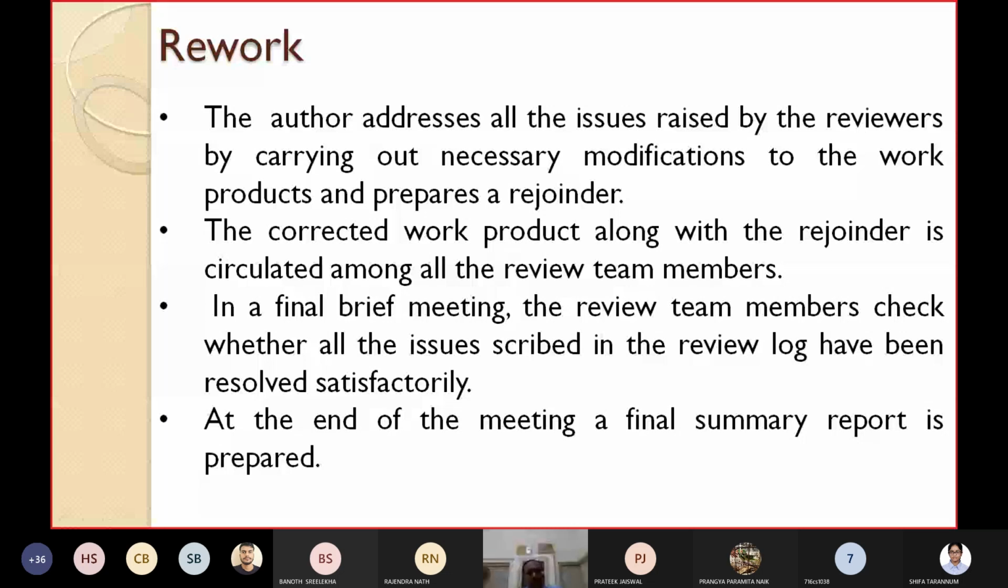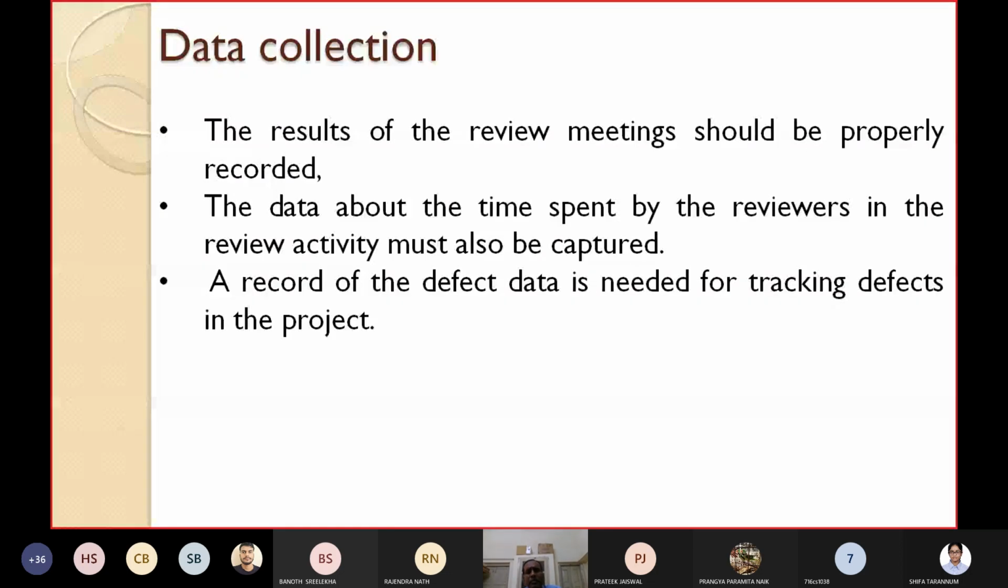And then the final step is data collection, how to collect the data. The results of the review meetings should be properly recorded and properly documented. The data about the time spent by the reviewers in the review activity must also be captured. How much time the reviewers have spent in reviewing the document, the design document or the code, has to be particularly mentioned and captured.